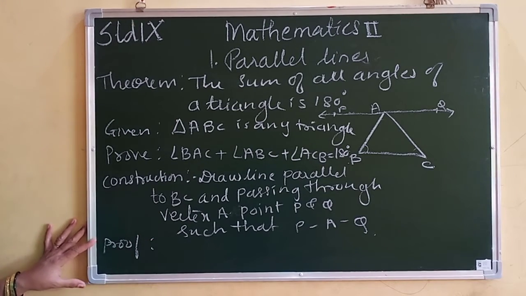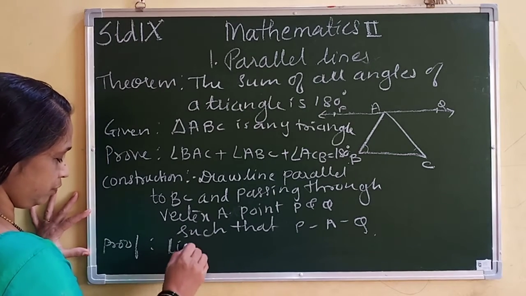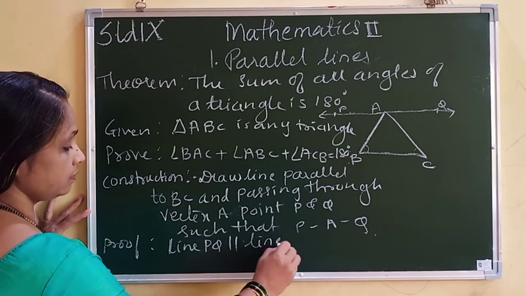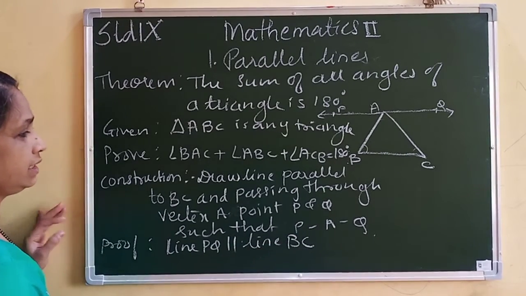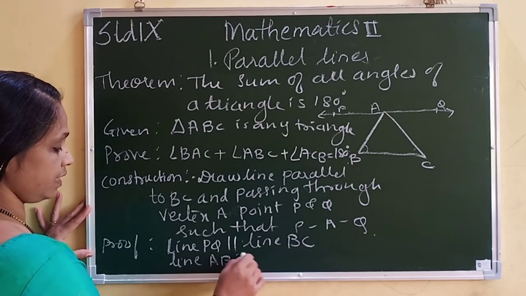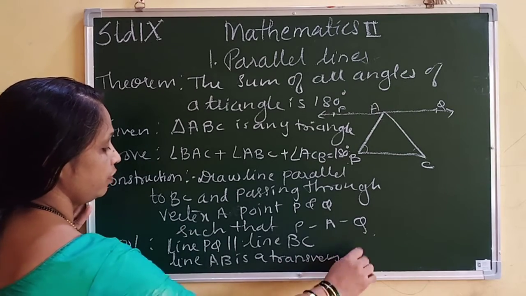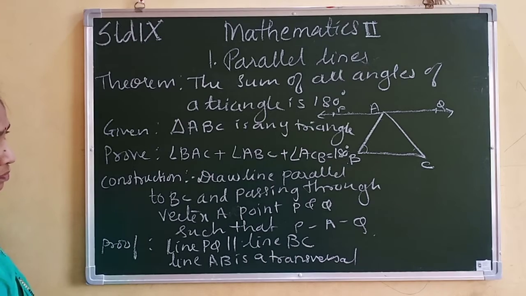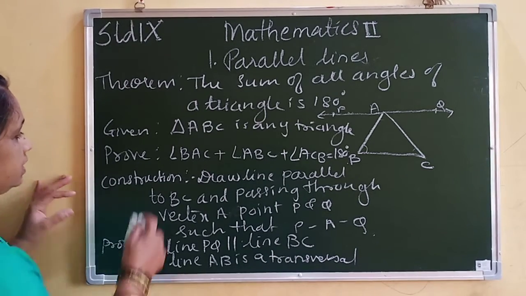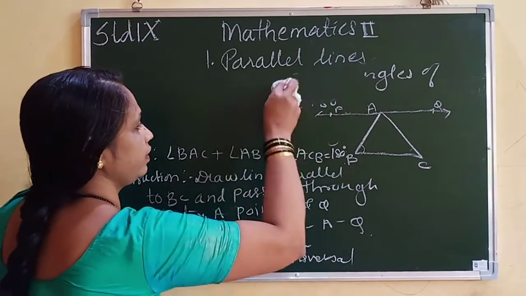Now we have to see the proof. Proof: line PQ is parallel to line BC, and line AB is a transversal. Now I have to rub the board so that we get space to write properly.